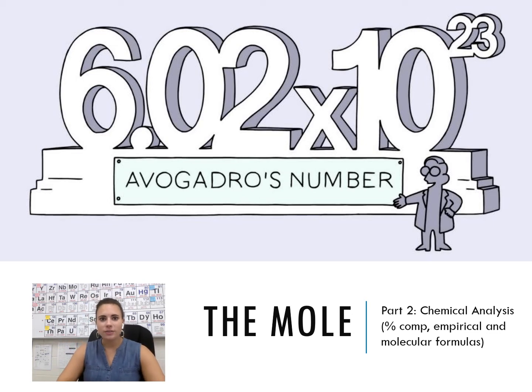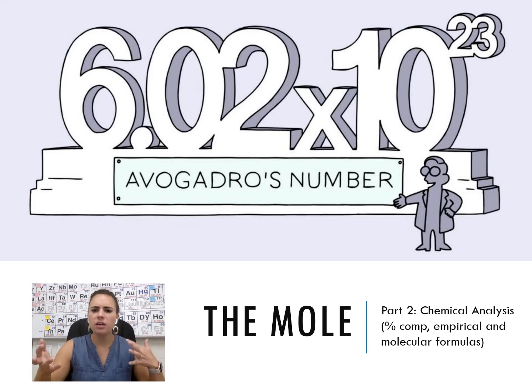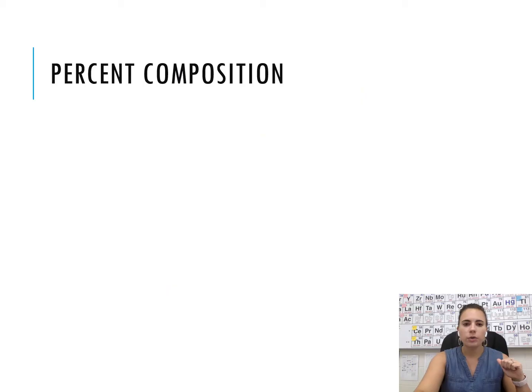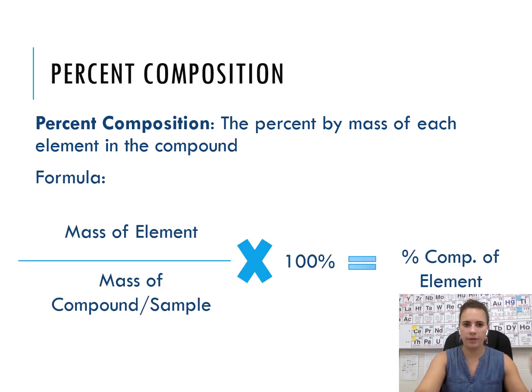Hi, and welcome back to the mole part 2, where we're going to use the mole now to determine certain characteristics of different compounds, okay? So the first thing we're going to look at is percent composition, which is exactly what it sounds like. It is how a compound is composed by percentage of each element. So the percent by mass of each element in the compound.